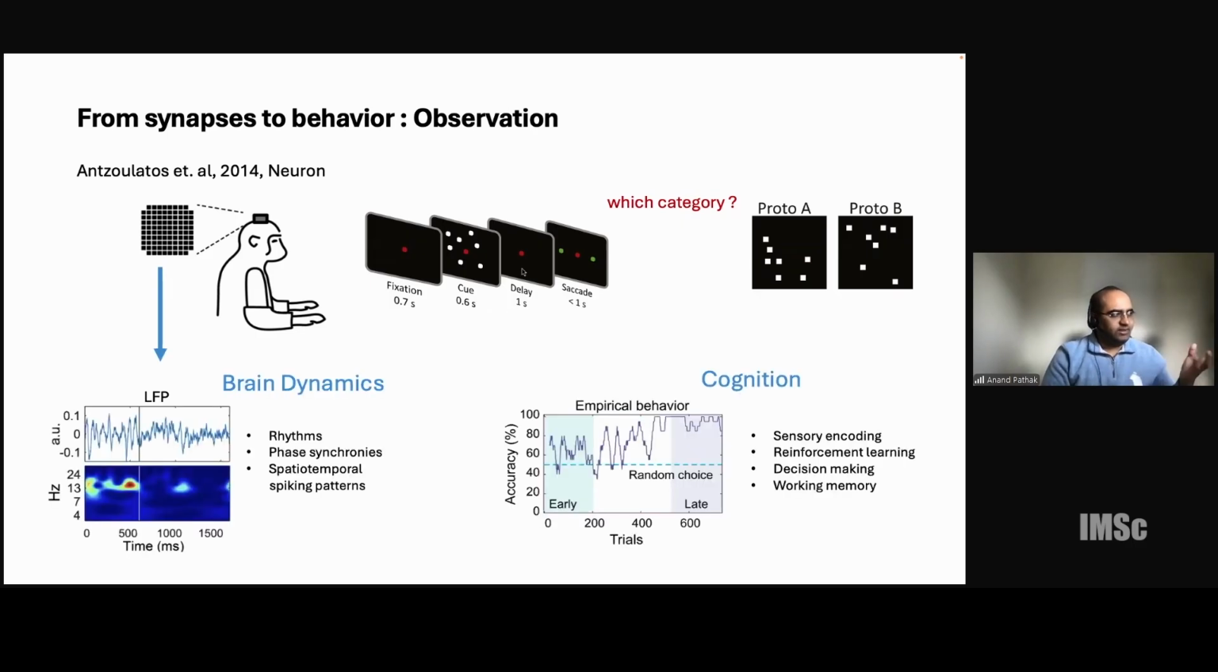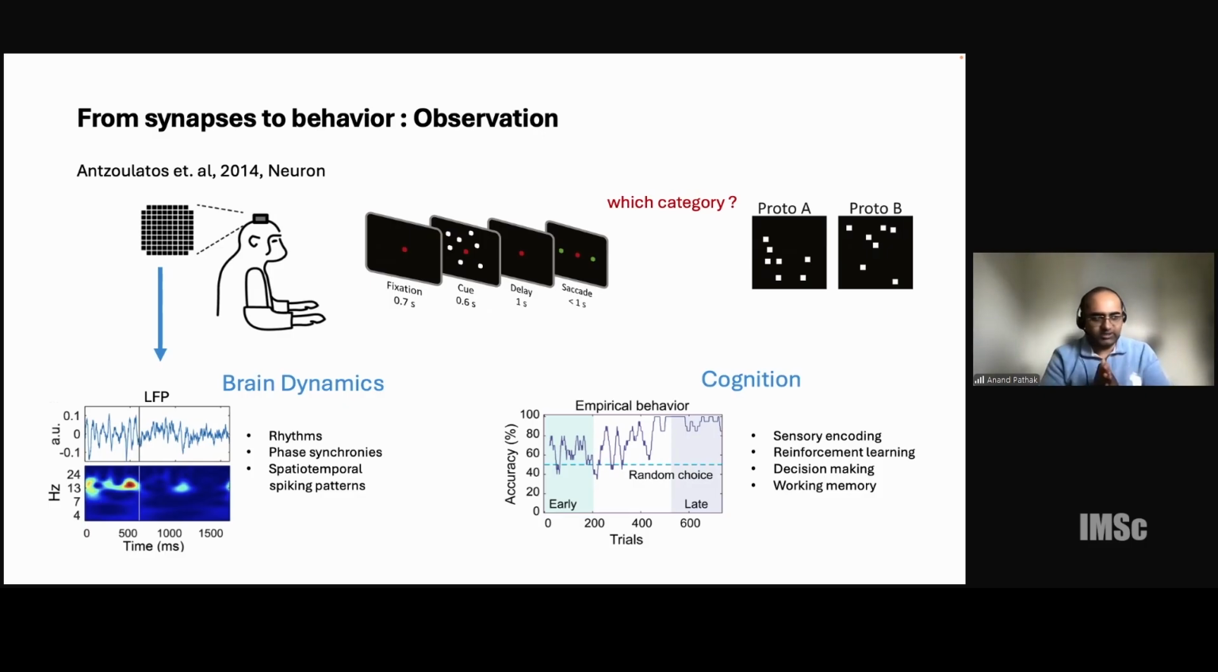And then they record the dynamics of the brain at the level of spiking neurons as well as the field potentials, and they also record the behavior. So in brain dynamics, the properties are the rhythms, the spectral properties, and the actual spatiotemporal firing patterns. Whereas in cognition, there's sensory encoding going on, there's reinforcement learning going on, there's decision making going on. So even if you know what category it is, the monkey has to decide whether it's left or right.